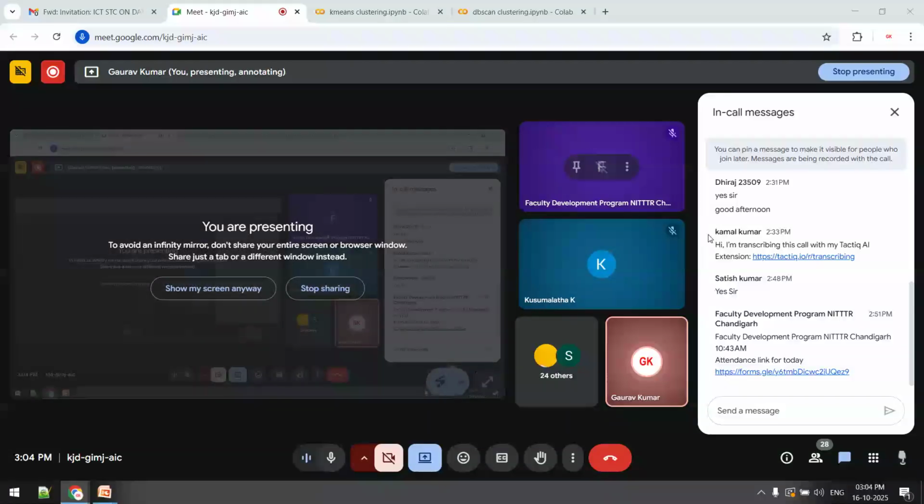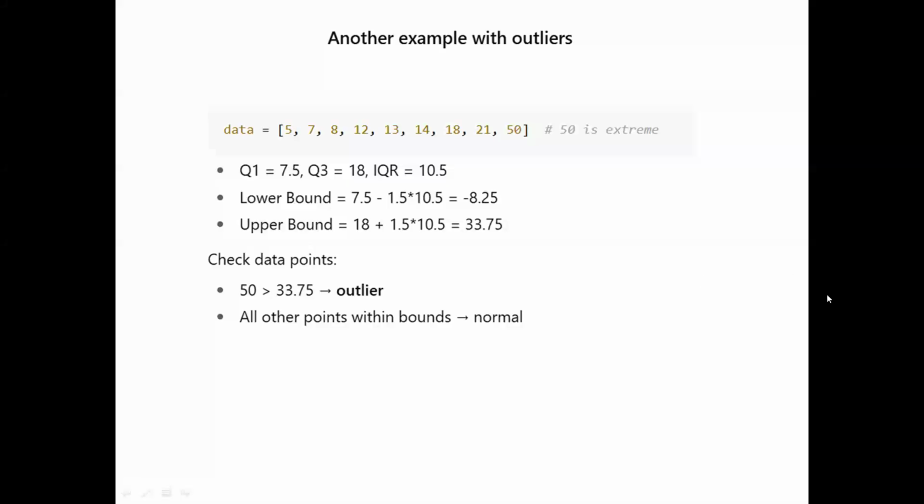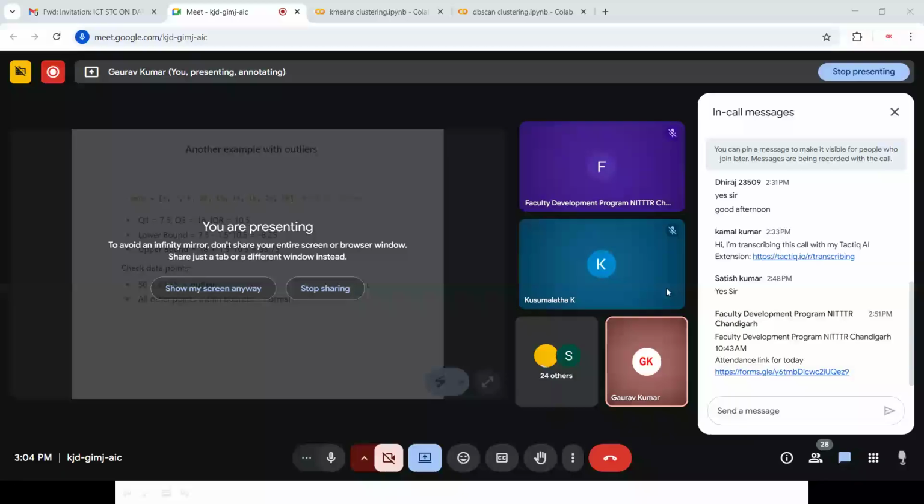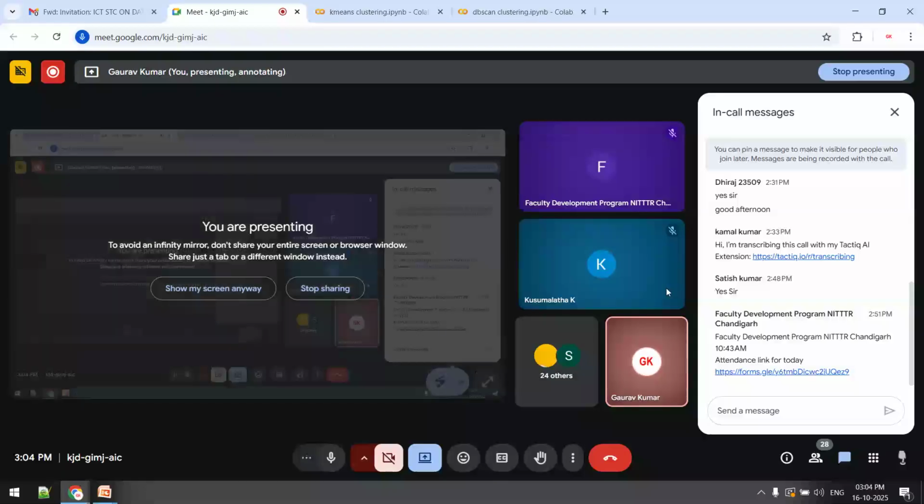Is this clear to all of you? Kindly confirm up to this point. Is it clear to all of you? In the chat window, kindly confirm.